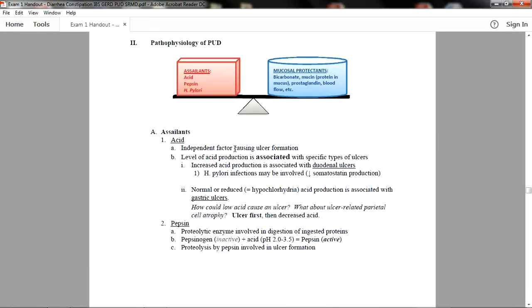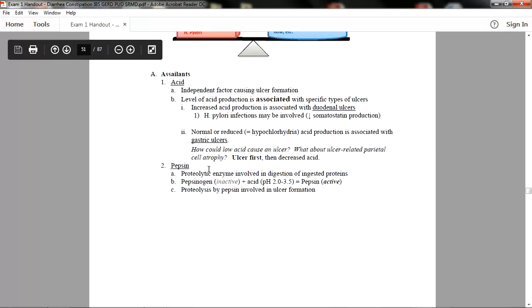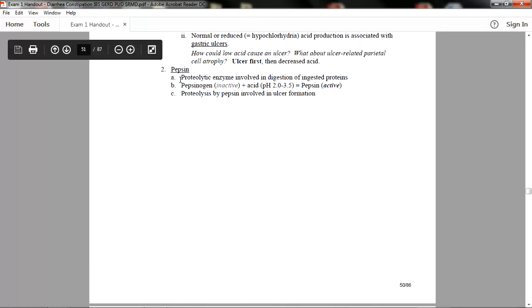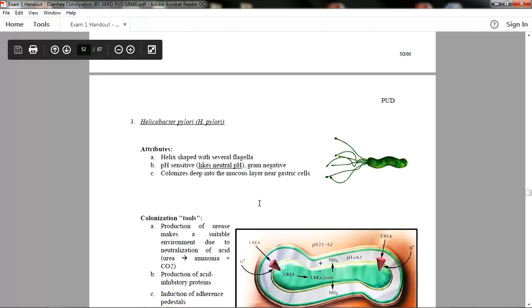Okay, but just talking about assailants, or what are the bad guys in peptic ulcer disease? Acid, pepsin. These are the obvious ones, right? Acid causes damage. Pepsin is activated by acid and can digest proteins in the stomach. It actually digests stomach cells if the mucus layer is too thin.